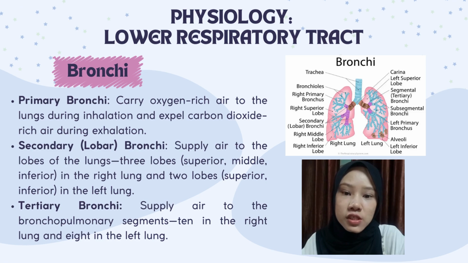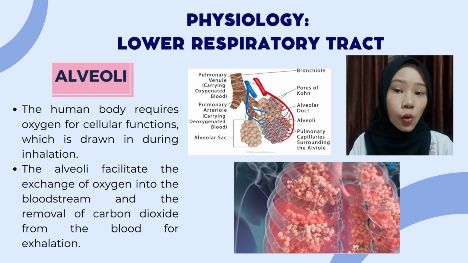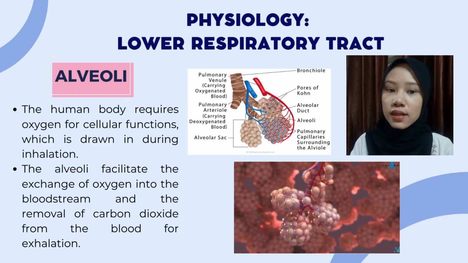For the function of tertiary bronchi, it supplies air to the bronchopulmonary segments. There are 10 bronchopulmonary segments in the right lung, so it has 10 tertiary bronchi, while the left lung has 8 tertiary bronchi to serve each of its 8 bronchopulmonary segments. The small tubes are responsible for letting the inhaled air reach the alveoli through the bronchioles, where the exchange of oxygen and carbon dioxide occurs. So now, what is the function of alveoli in the respiratory system?